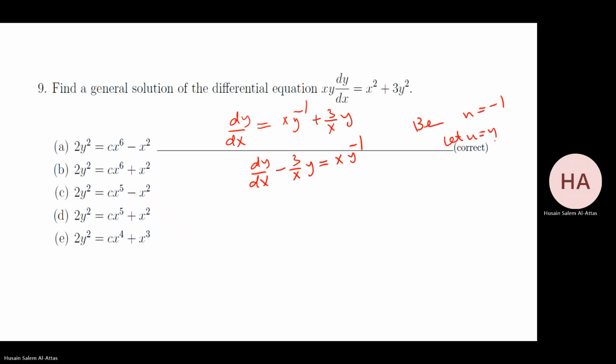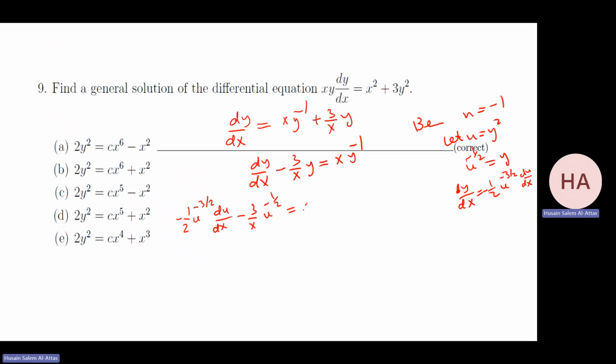So I let u = y^(1 - (-1)) = y^2. So u^(-2), u^(-1/2) will be equal to y. Okay. So dy/dx will be -1/2 u^(-3/2) du/dx. Plug it here. I have -1/2 u^(-3/2) du/dx - 3/x u^(-1/2) equal to x... No, there's something wrong.